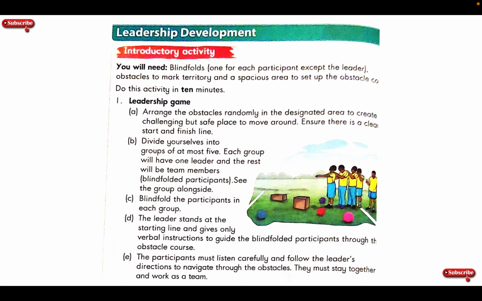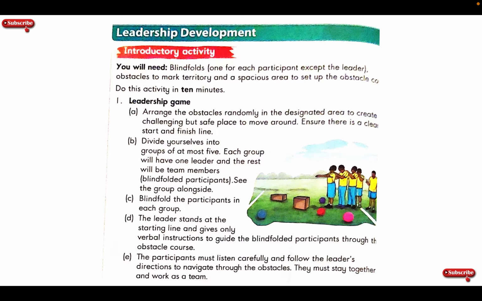Introductory activity. You will need blindfolds, one for each participant except the leader, obstacles to mark the territory and a spacious area to set up the obstacles. Do this activity in 10 minutes. This is a leadership game.